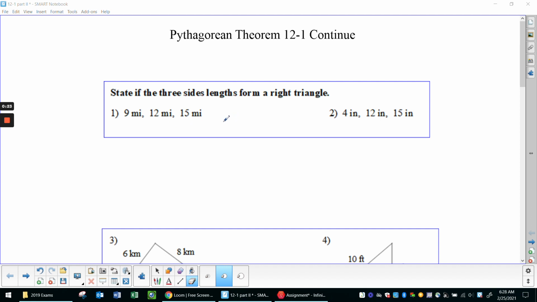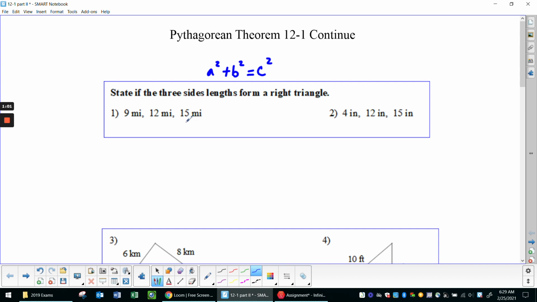We know that we can use the Pythagorean Theorem to prove if we have a right triangle or not, because the Pythagorean theorem only works on right triangles. So we can put these measurements, these lengths, in the formula and see if it comes out true. If a squared plus b squared is equal to c squared, then we can figure out if these are side lengths of a right triangle.